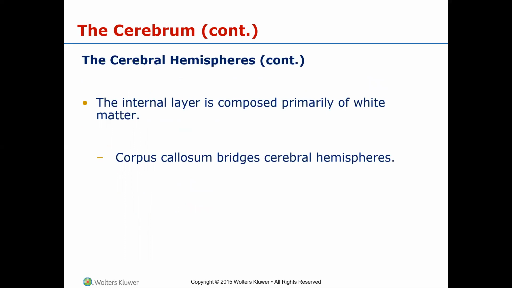So the internal layer of the cerebral hemisphere is primarily white matter. Around the cortex is the gray matter. And again, the cerebral hemispheres are connected by a bridge that sends network communication between the two hemispheres, this area that's called the corpus callosum.